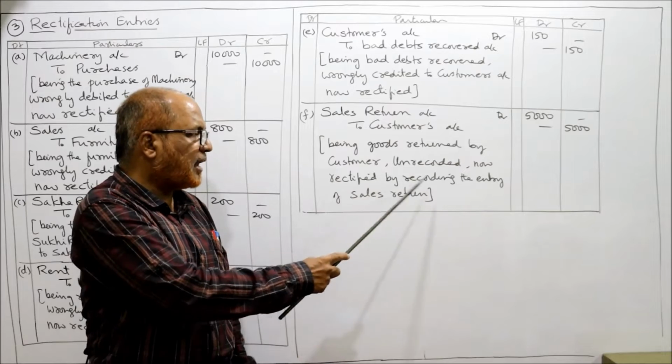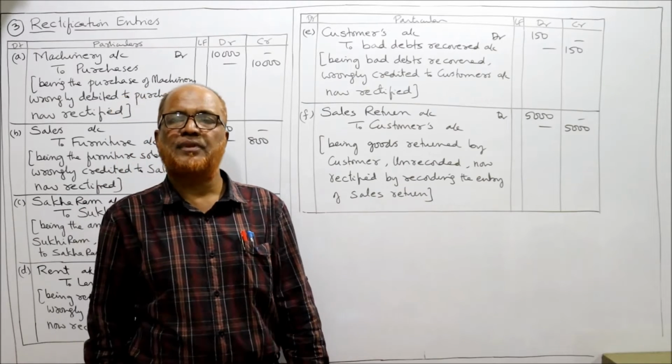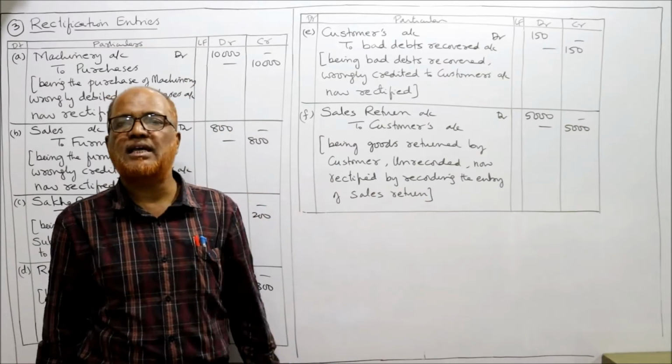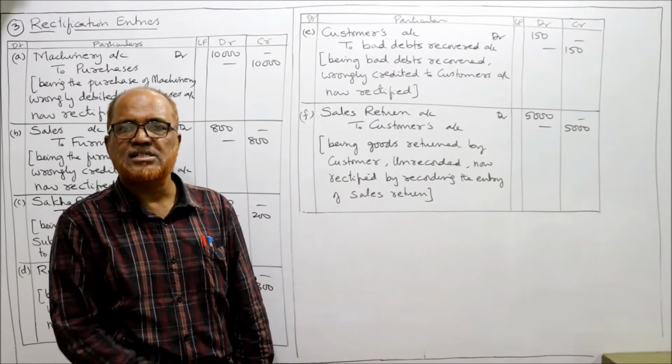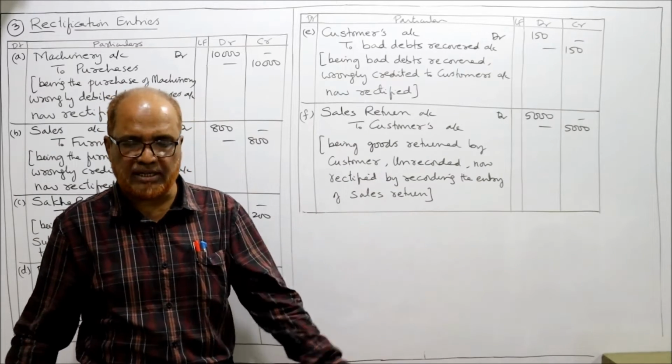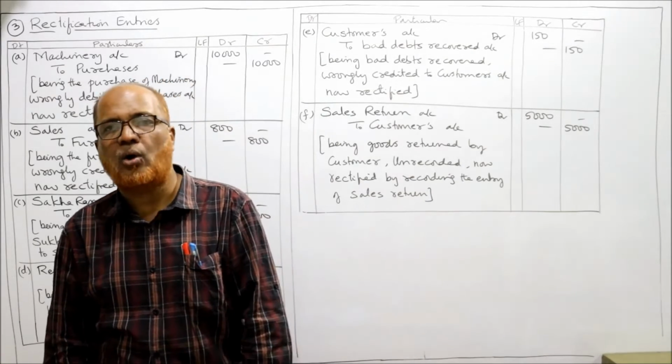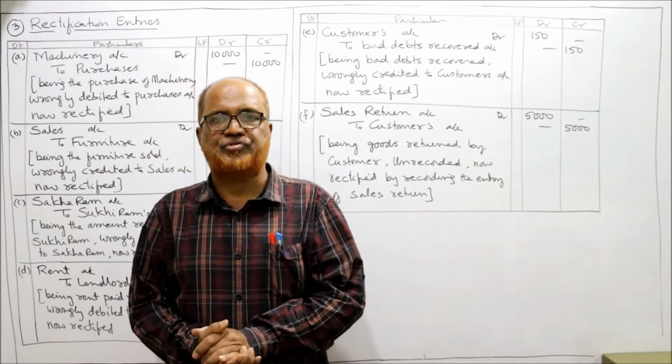Now we rectify by passing the entry of sales return account debit to customer's account. That's all. So this is the end of problem number 3.